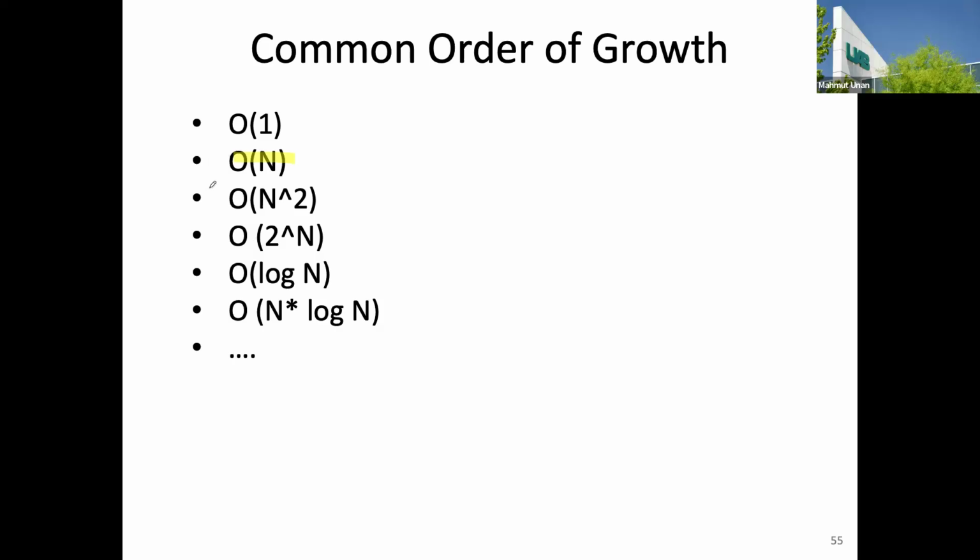We have n log n for the sorting algorithms, right? This is going to be the best case for the sorting algorithms. N squared is going to be the slower case for the sorting algorithms we learned. Exponential growth is going to be like every single data item doubling your workload. And log n is the binary search.